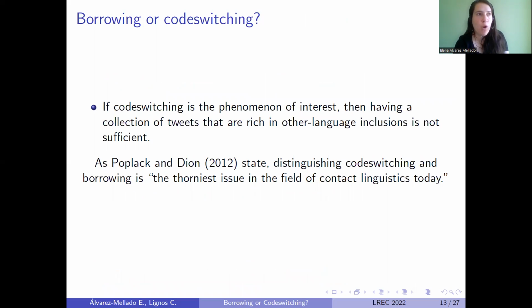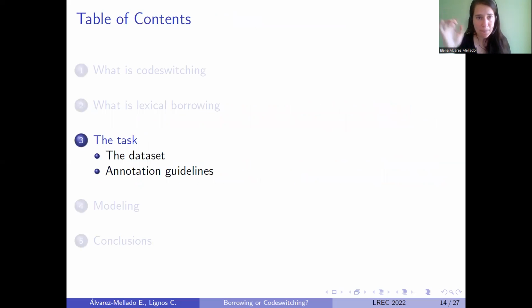So if what we want to do is collect a corpus that is rich in code switching, then just having a collection of tweets that are rich in other language inclusions might not be enough, because these other language inclusions could be borrowings. And in fact, Poplack and Dion stated that this distinction between code switching and borrowing is probably one of the thorniest issues in the field of contact linguistics today.